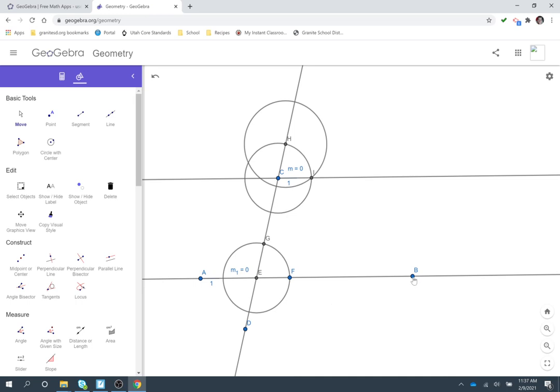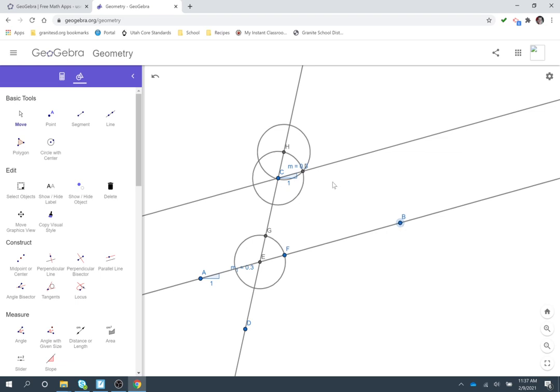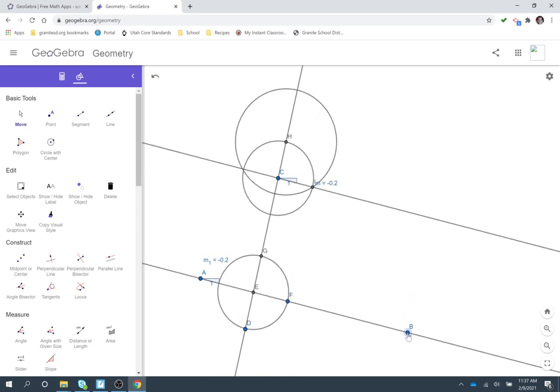And then I'm going to grab point B and I'm going to move it. So notice, as I move one, the other one stays the same. And then as I move it the other way, they stay the same.